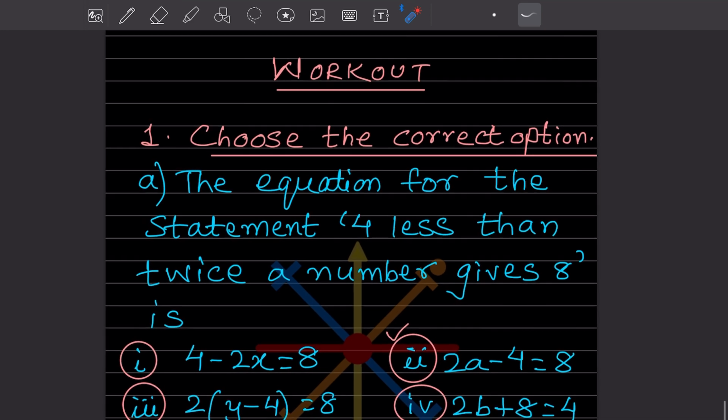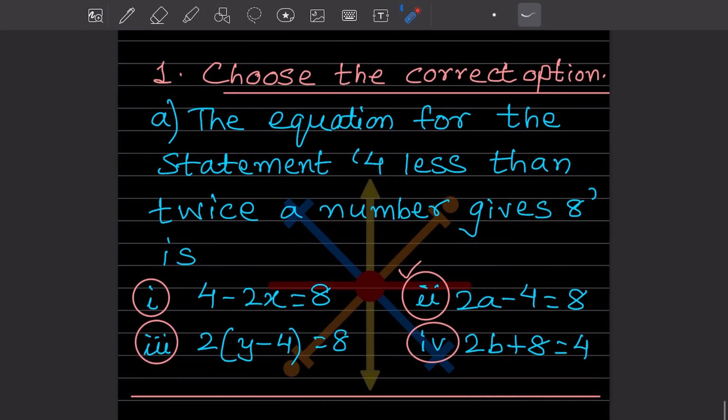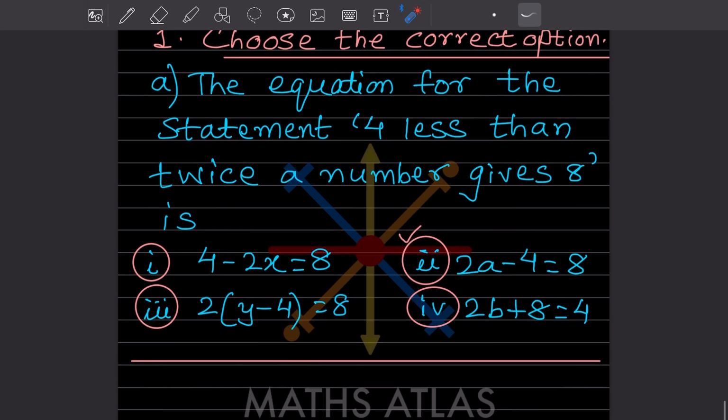So here, what did they say? Choose the correct option. The equation for the statement. The statement has been given over here, and you have to just find out the equation. You don't have to solve it. So now, what does this say? 4 less than twice a number gives 8. So twice a number means 2x, and 4 less means 2x minus 4. So here the 2x minus 4 is 8.